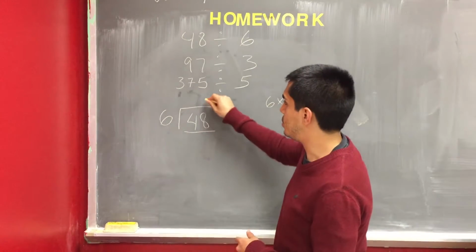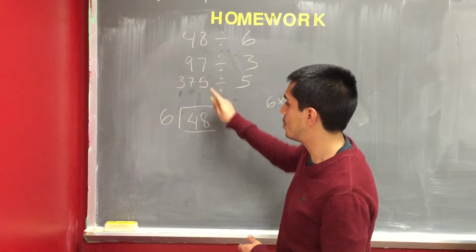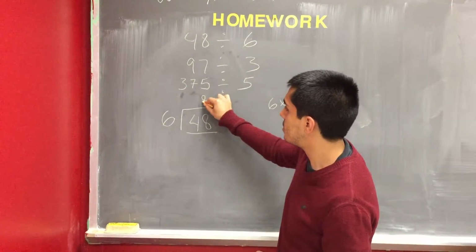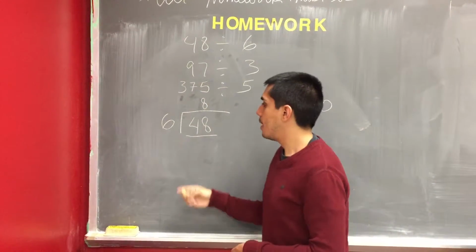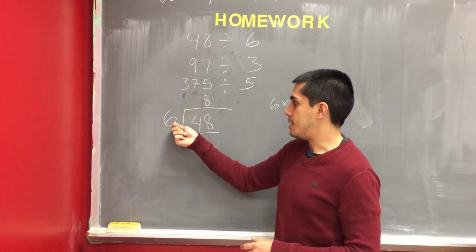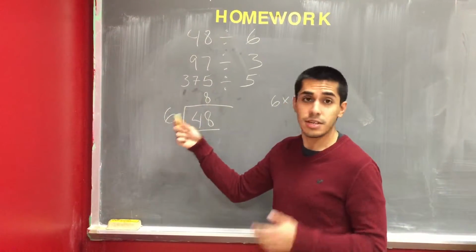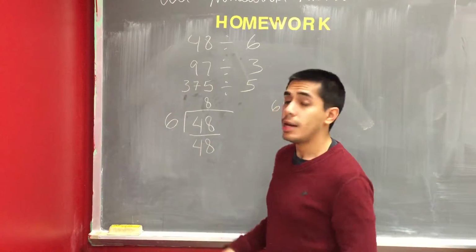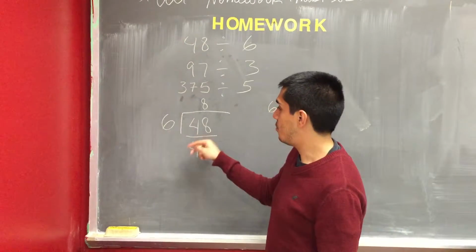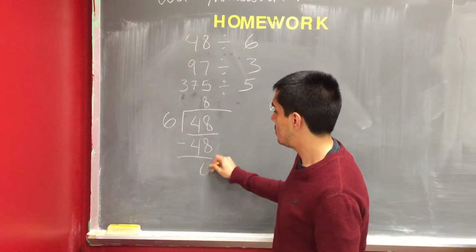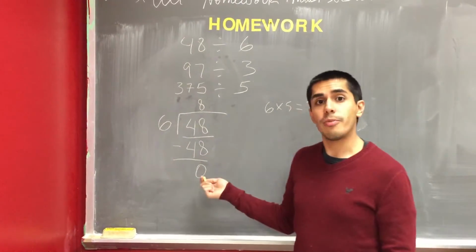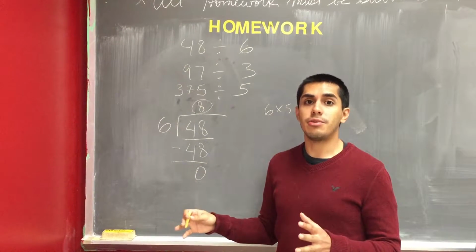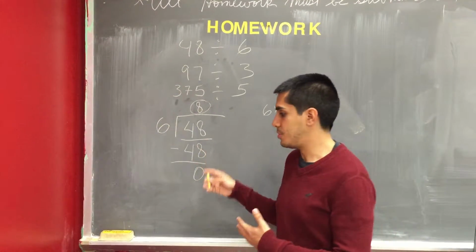So what they should do is write the number that they chose right on top of the last number that we have underlined here. So an 8 on top of the 8, and then you multiply these two. 8 times 6 is 48. You write the 48 underneath, and then you subtract. 48 minus 48 is 0. So since there's no remainder, your answer is just 8. That's the general concept of how you want to approach these problems.